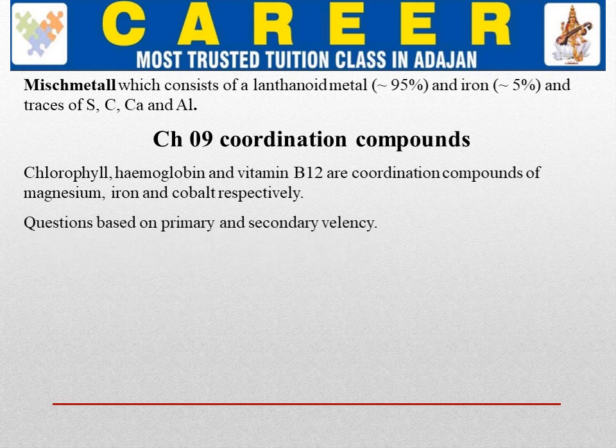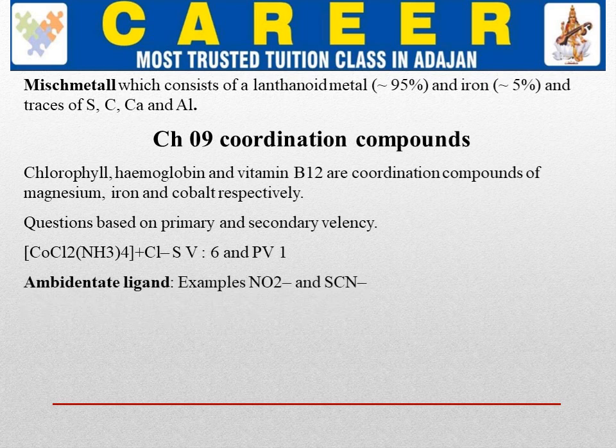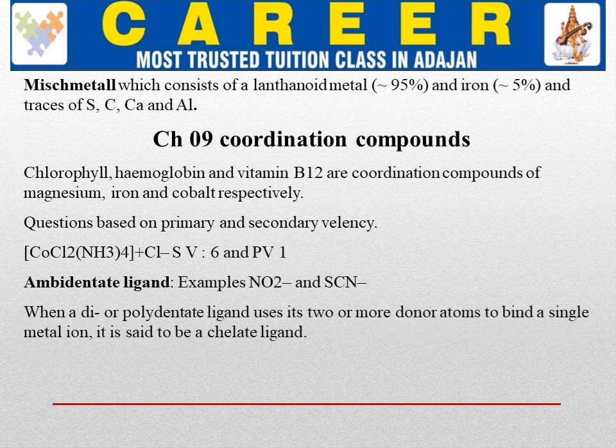Questions based on primary and secondary valency definitely come. For example, in the CoCl3·6NH3 complex the primary valency is 3, which is outside the square bracket, and the secondary valency is 6. Ambidentate ligands are NO2/ONO and thiocyanate SCN/NCS.